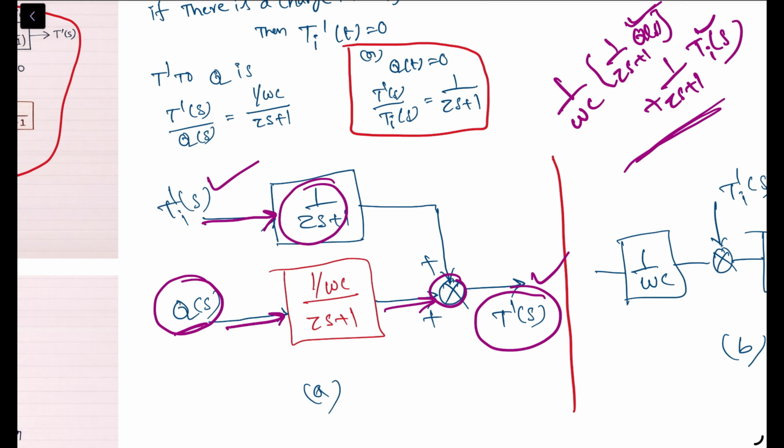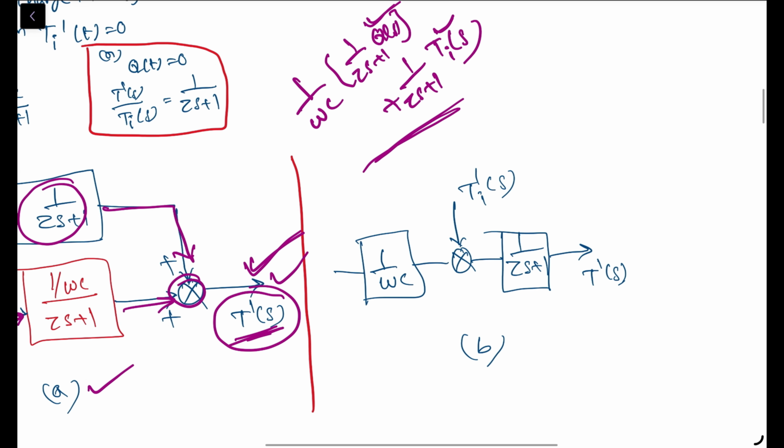Then we have a summing junction. Now both effects combine together, therefore using the summing junction, the outputs of the two blocks are added and produce our final output, that is T dash of S or maybe T of S. So diagram A clearly shows that two inputs independently influence the reactor temperature. This is what you should remember from figure A.